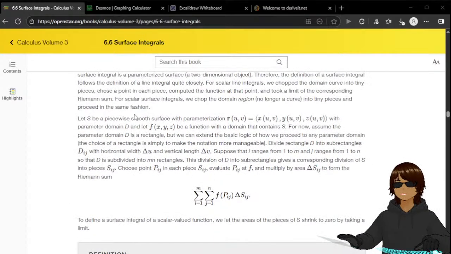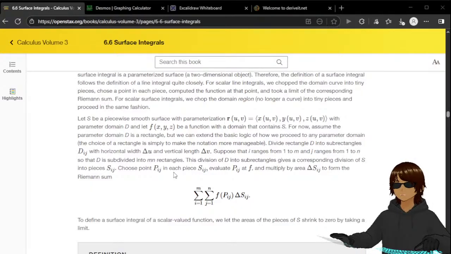Let S be a piecewise smooth surface with parameterization r(u,v) with parameter domain D, so D over here is for u and v, and let f(x,y,z) be a function with a domain that contains S. For now, assume the parameter domain D is a rectangle, but we can extend the basic logic of how we proceed to any parameter domain.